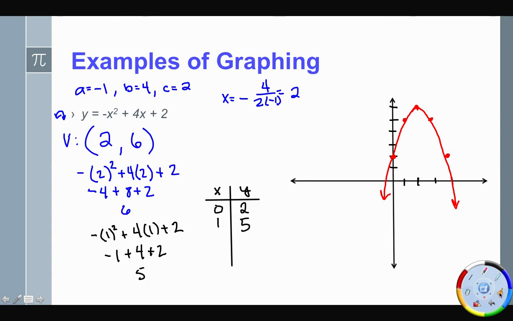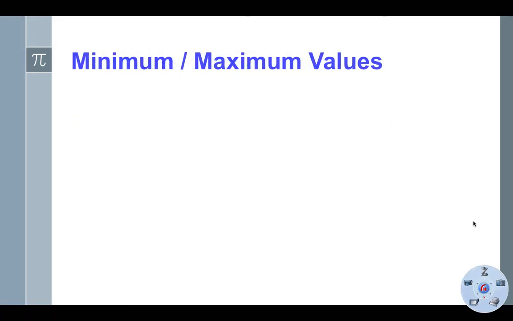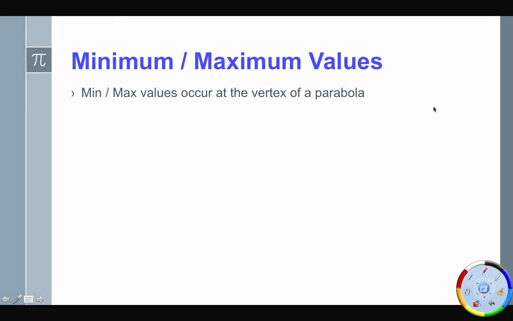All right, last piece that I'm going to talk about is the minimum and maximum values. The minimums or maximums occur at the vertex of a parabola. That should be obvious if you think about a parabola that looks like this. This parabola has a minimum value, meaning the smallest or lowest value on the graph, and this parabola has a maximum value. Those max and min values occur at the vertex.